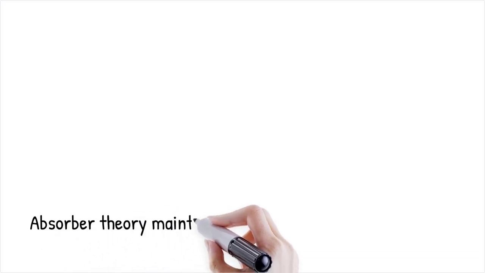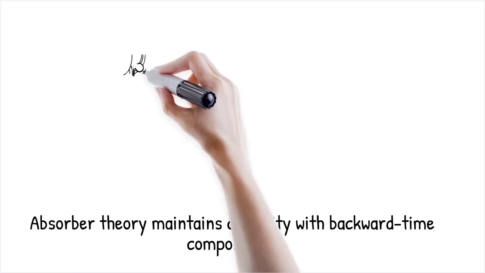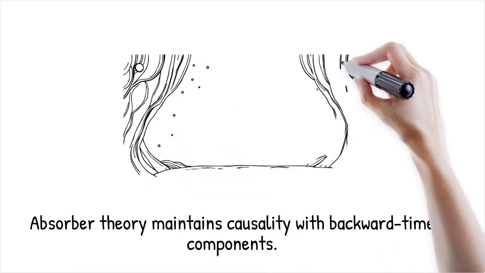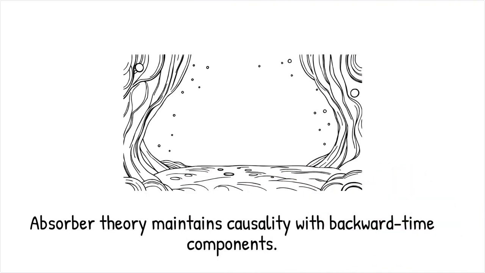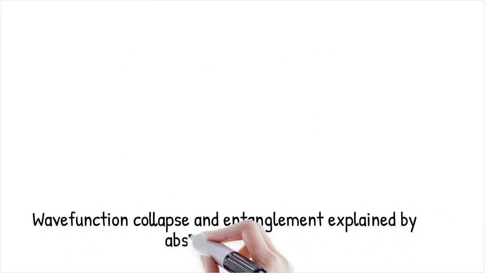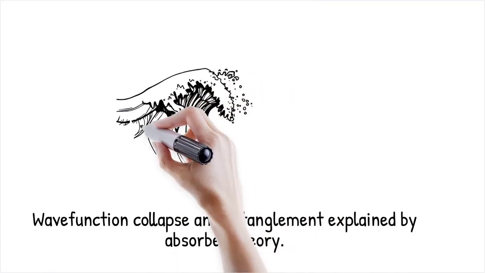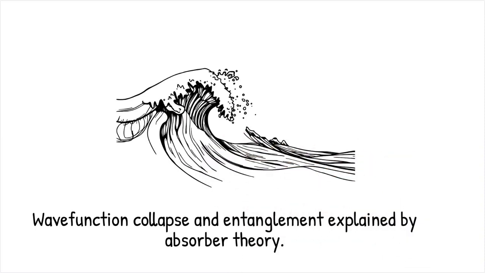Although it incorporates backward in time components, absorber theory preserves overall causality because advanced effects only appear when matched by future absorbers. In quantum versions, the transactional interpretation builds on this, describing emitter-absorber transactions as handshakes via offer and confirmation waves. This offers a physical picture of wave function collapse and entanglement consistent with standard predictions. Thus, absorber theory informs both classical and quantum understandings of causality.